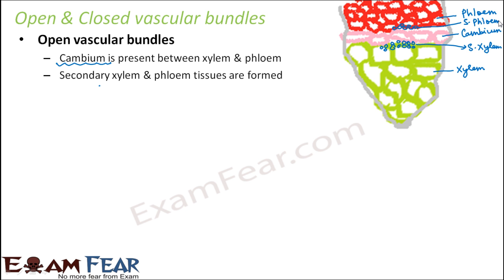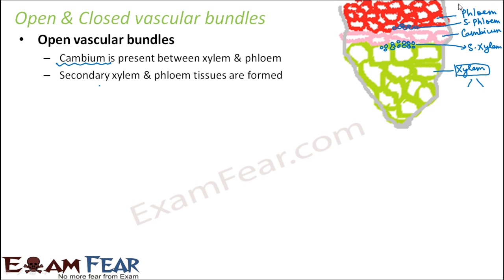Now let me have a quick recap so that you do not get confused. This is my primary xylem. Now this primary xylem can be of two forms. One is protoxylem, one is metaxylem. Protoxylem is formed earlier, metaxylem is formed later.